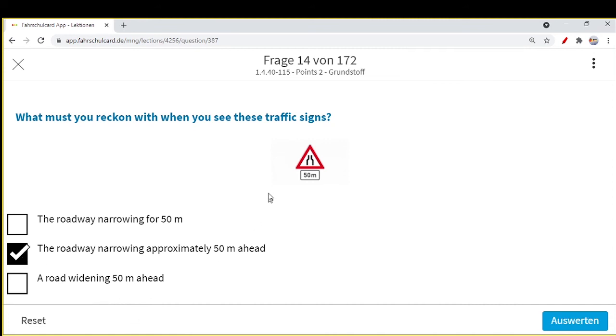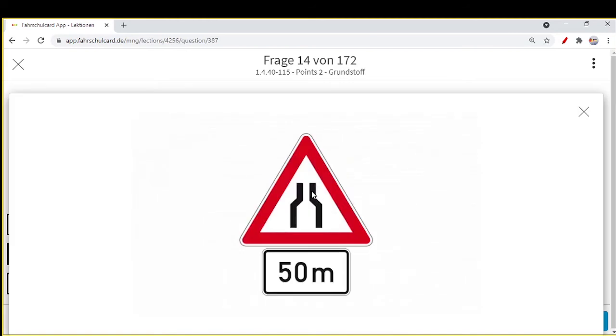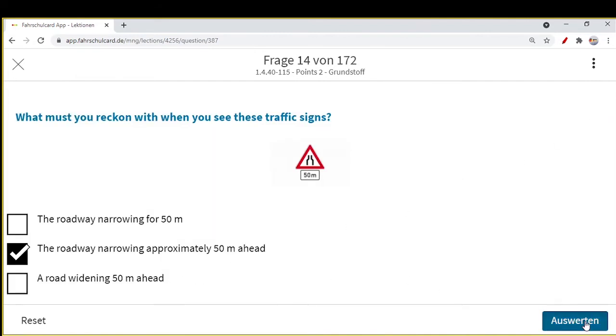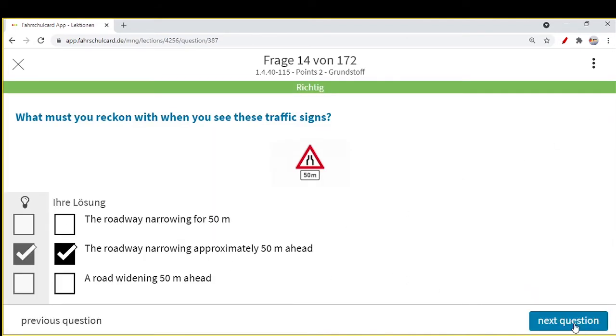A road widening: if you see this picture, there is no such thing as widening. The road is being narrowed. So only the second option is correct. Let's move to the next question.